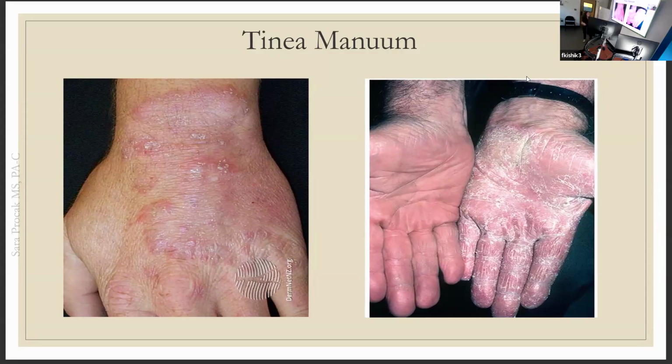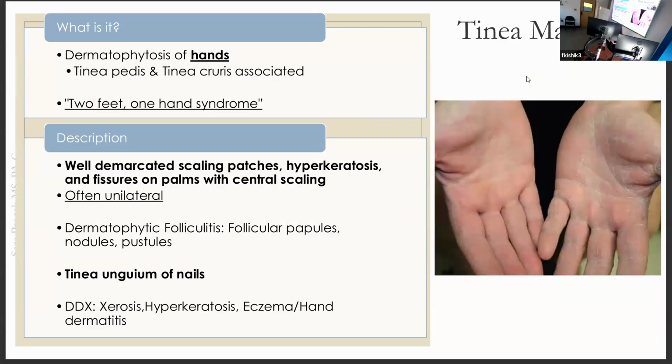Where it's affecting the dorsum of the hand, you're going to see that classic annular plaque. Sometimes you can see little pustules in there because it's affecting down to the hair follicles, because sometimes people have hair on the top of their hands. On the palm, you're going to see more thicker white keratotic scales, sometimes fissuring, just like what you're seeing here. It usually just affects one hand.